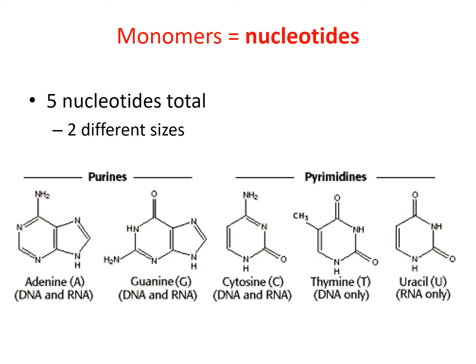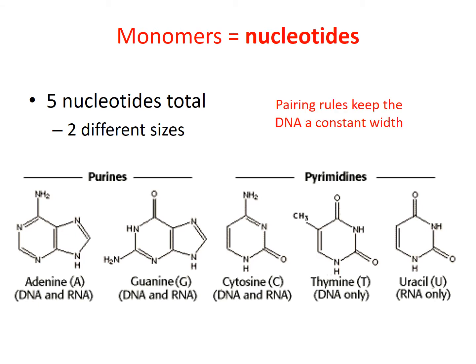Nucleic acids are built from building blocks or monomers called nucleotides. There are 5 types of nucleotides total, and they come in 2 different sizes. So here you see the purines, which have 2 rings in their structure. Contrast that with the pyrimidines, which are a single ringed structure.